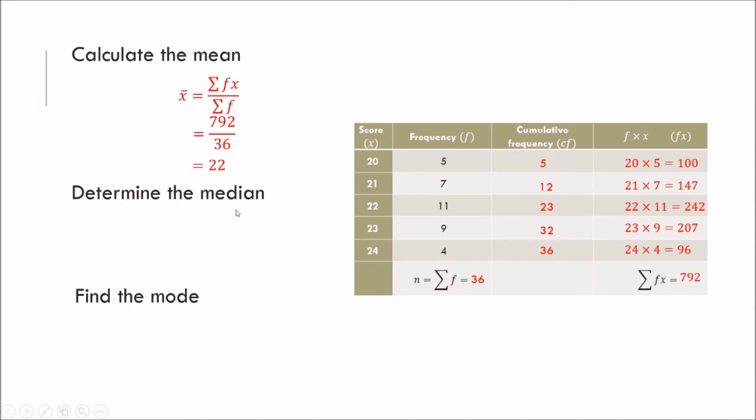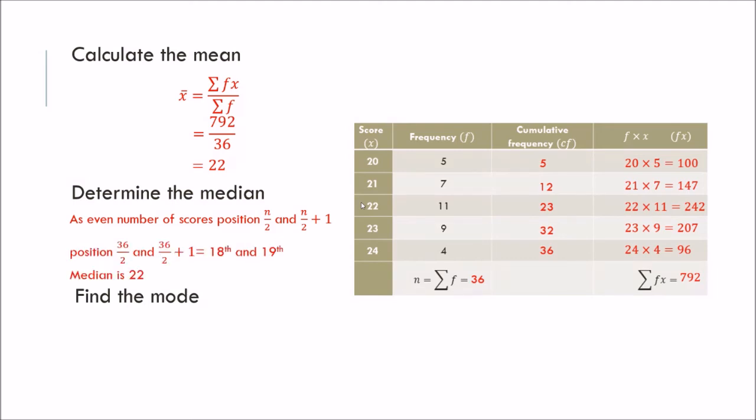We then want to determine the median. So we have an even number of scores, so we need to look at the scores in the position of n over 2 and n over 2 plus 1. So we're looking for the scores in the position of 36 divided by 2 and 36 divided by 2 plus 1. So it's our 18th and our 19th score.